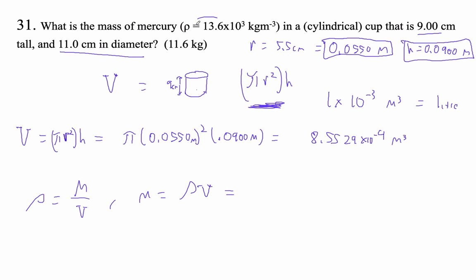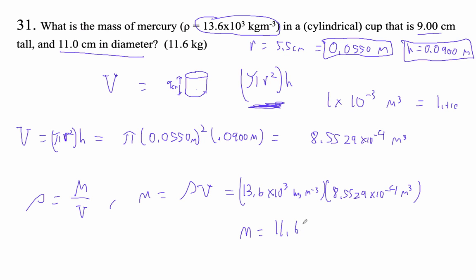So it's going to be our density here, 13.6 times 10 to the third kilograms per cubic meter, times the volume, which is 8.5529 times 10 to the minus fourth cubic meters. So I just have to multiply those. So the number on my calculator times 13.6 e to the third. And I get that the mass is 11.63 kilograms, which for reference, that would be times 2.2.